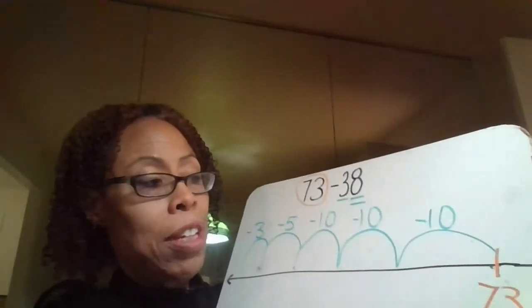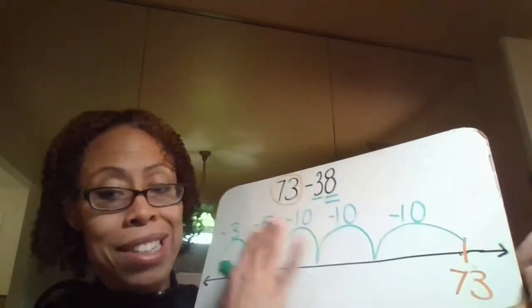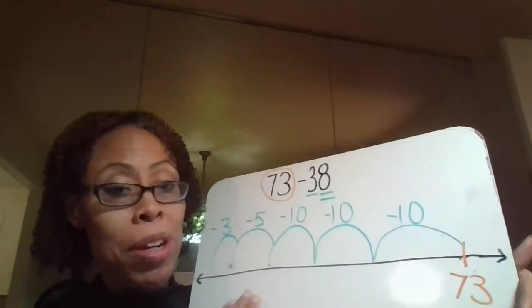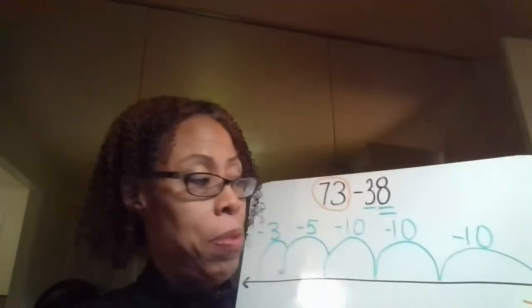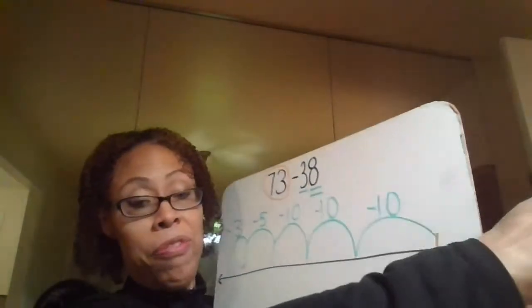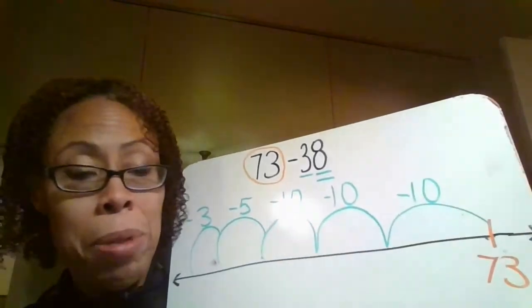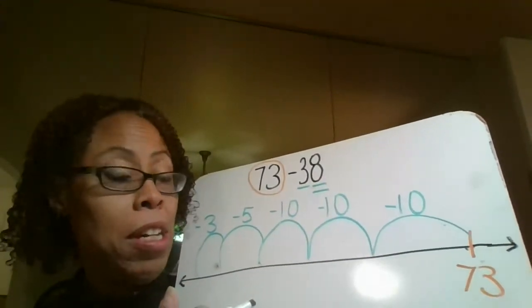So the very first thing you want to do when you're subtracting using an open number line is to set up your problem. This is called the setup. Once you have set up the problem, then you can start writing the numbers here. That's the most important part. If you don't set it up correctly, you're not going to be able to solve. Well, you'll maybe solve it correctly, but you won't be solving the correct problem.